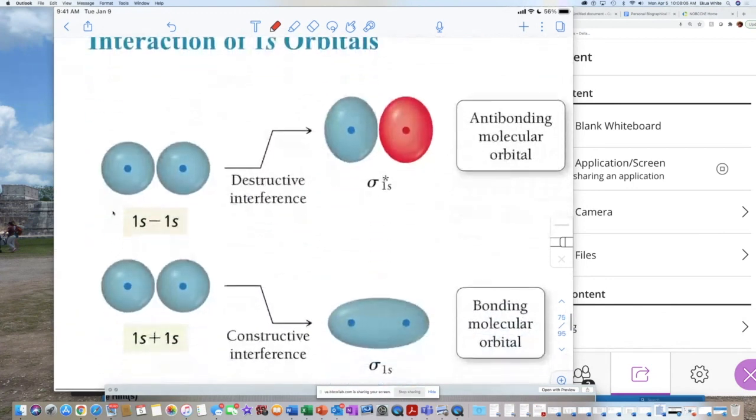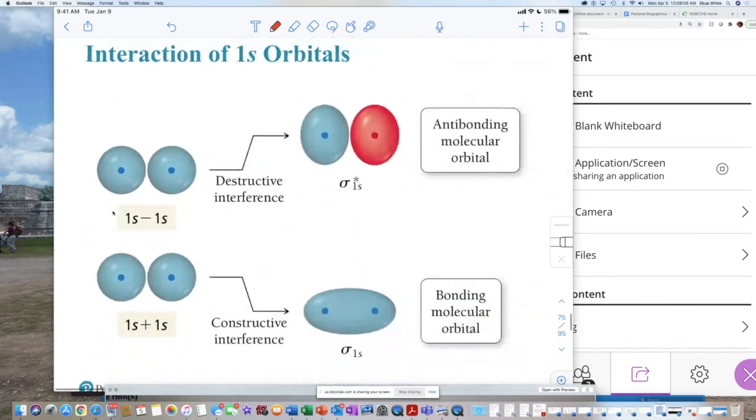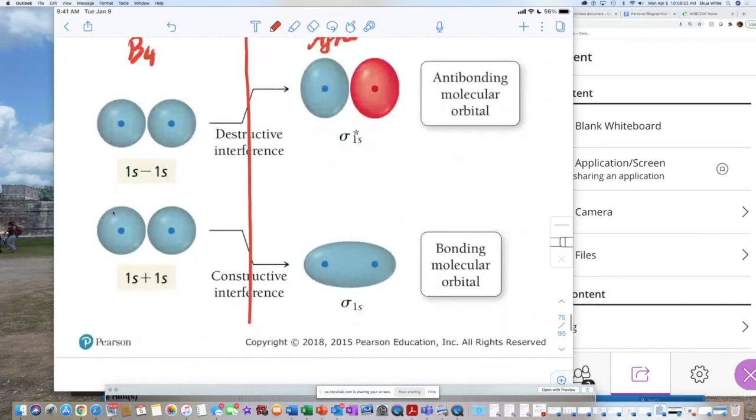Okay, so we're now seeing how the interaction in the 1s orbital takes place. So here are, once again, this is the before, this is the after. So these two 1s orbitals want to bond, right? So they bond two different ways. The top one is destructive, the bottom one is constructive.